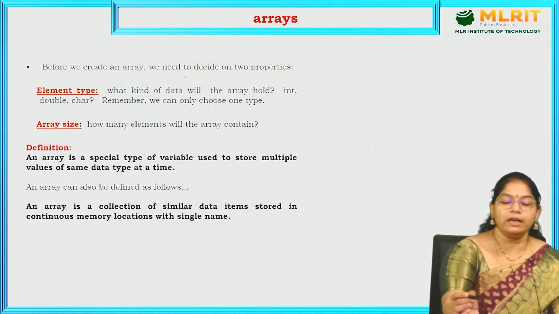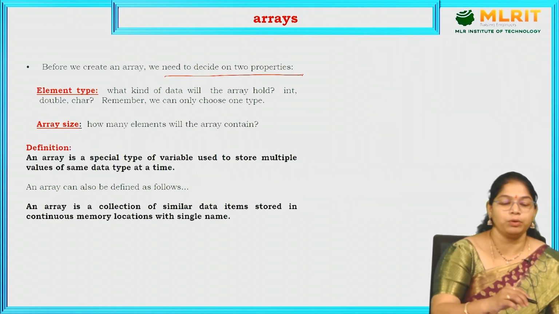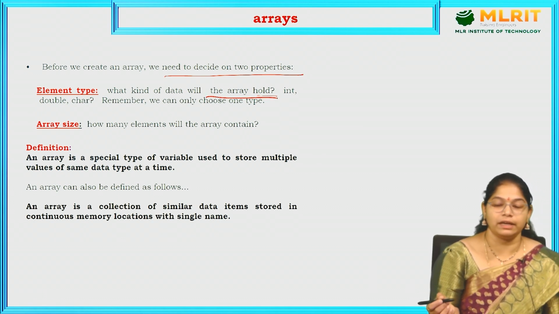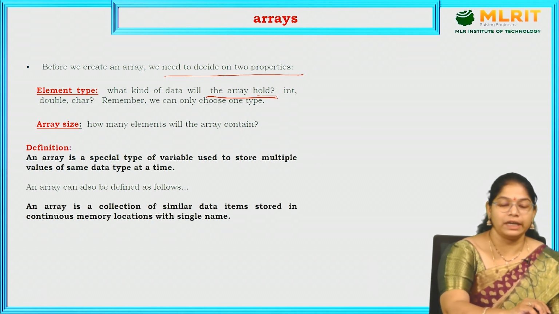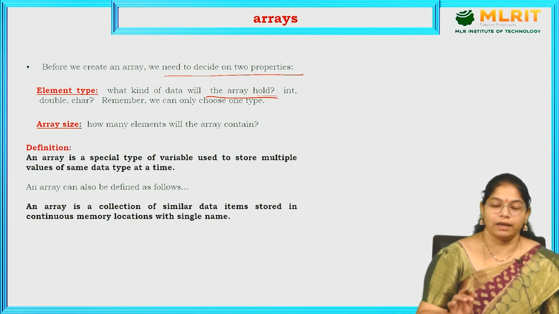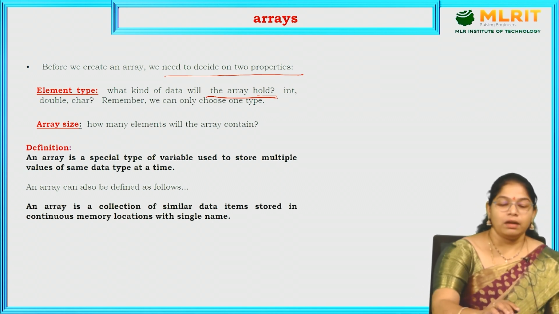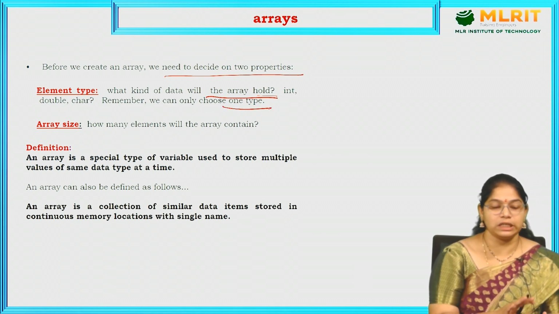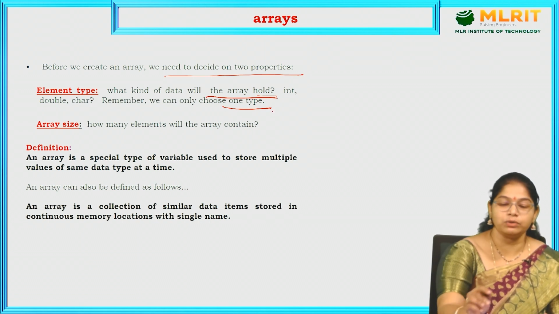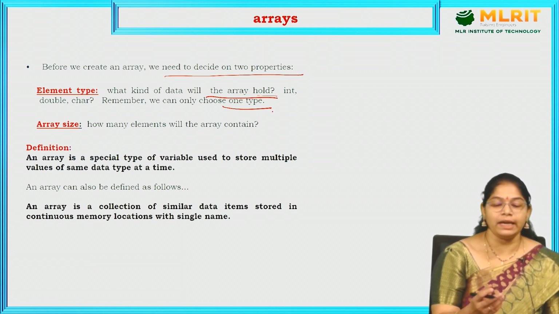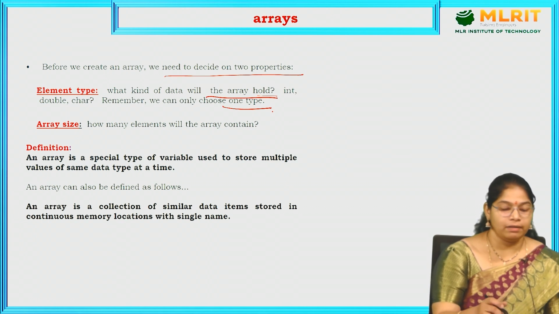Before we create an array, we need to decide two properties. First, element type: what kind of data will the array hold? That means which type of value you are providing to the array: int, double, char. Remember, we can choose only one type. As I told, an array is homogeneous. It can store multiple values of the same type, so we have to choose only one type. Then array size: how many elements will the array contain?